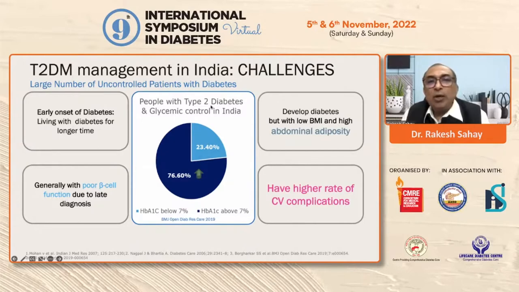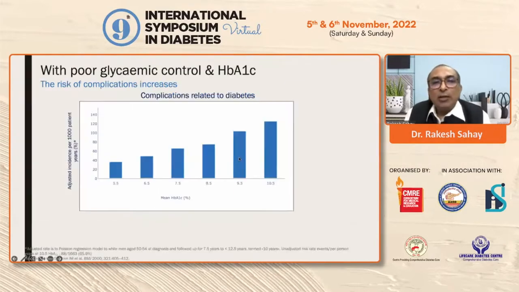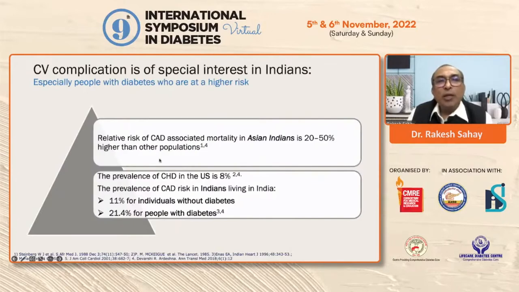There are many other issues that have to be looked into, and if you look at our own patients in India, we're finding a significant problem in terms of the development of diabetes at a lower BMI, at a younger age, and a higher risk of cardiovascular complications in our patients, all leading to higher mortality. As you can see, with poorer glycemic control, the risk of complications is significantly increased. We have information about this right from the days of the UKPDS study. Almost three decades back, we understood that higher HbA1c leads to higher risk of complications.